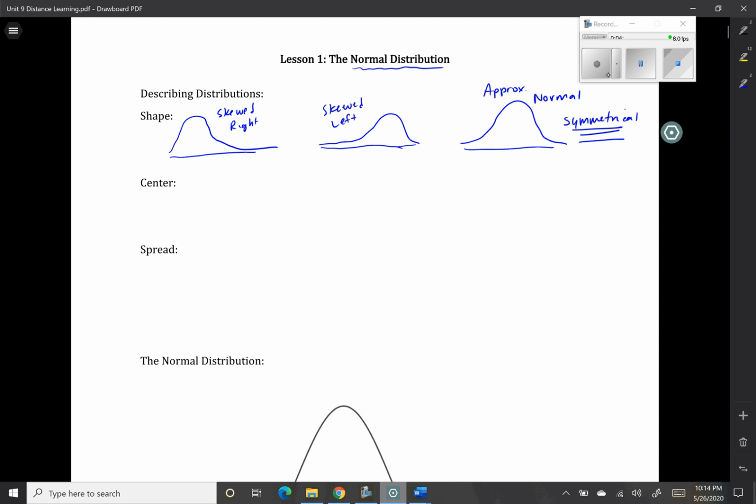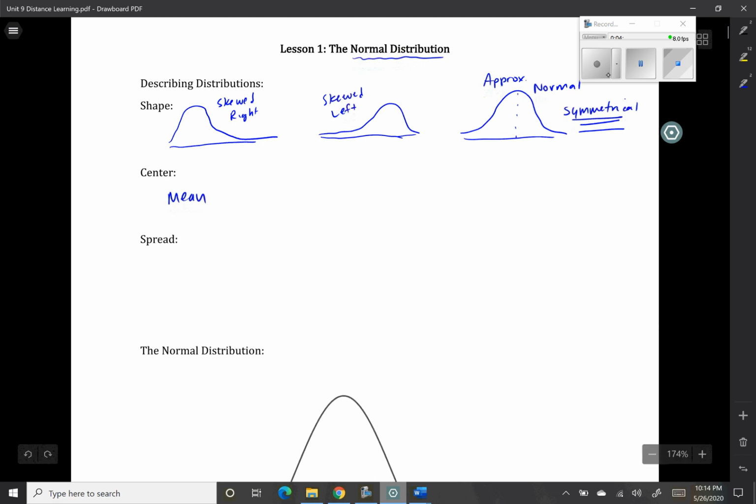So whoever your Algebra 1 teacher was might have given you 10 different random numbers and said, what's the median of this data set? You put them in order and you found the middle number. That's one way of determining the center. There is, however, another way, and you did this as well in Algebra 1. It's called the mean. So the center of an approximately normal graph is going to be the mean of the data set, or the average of the data set.